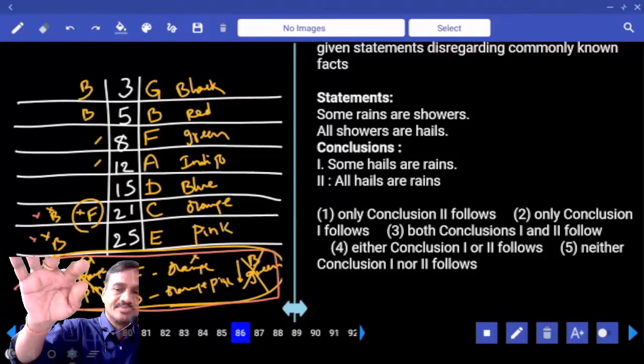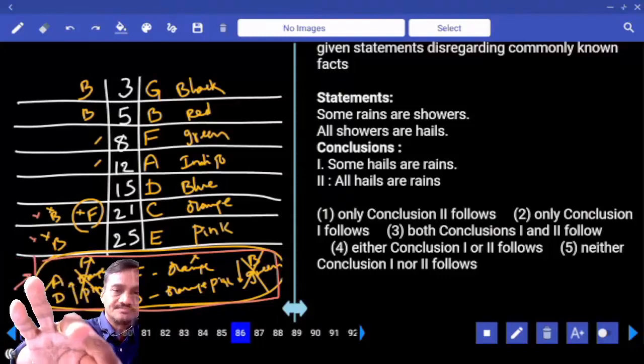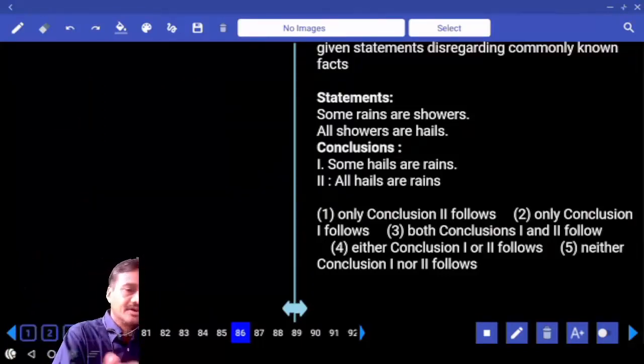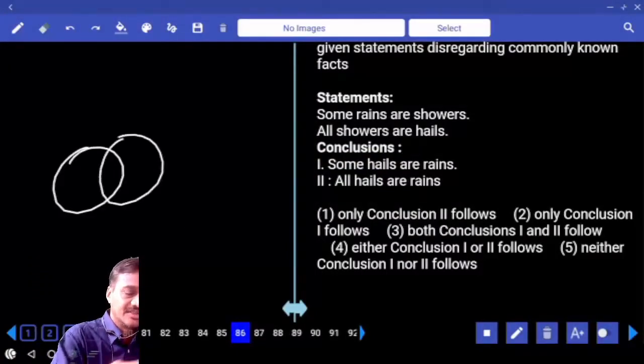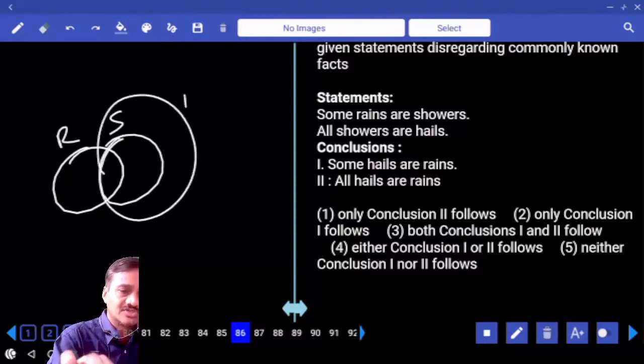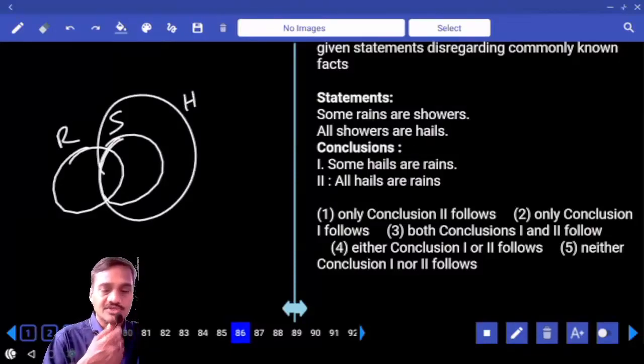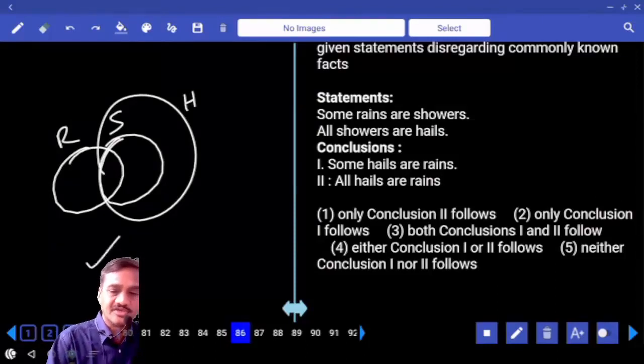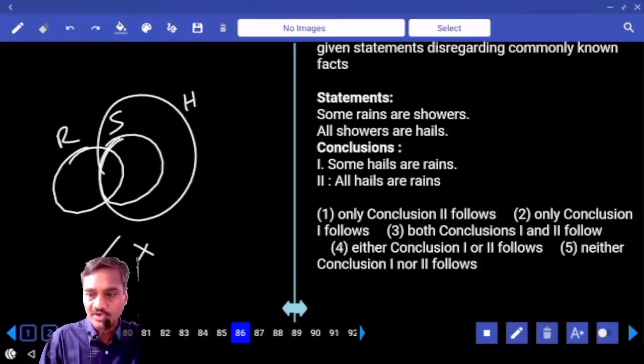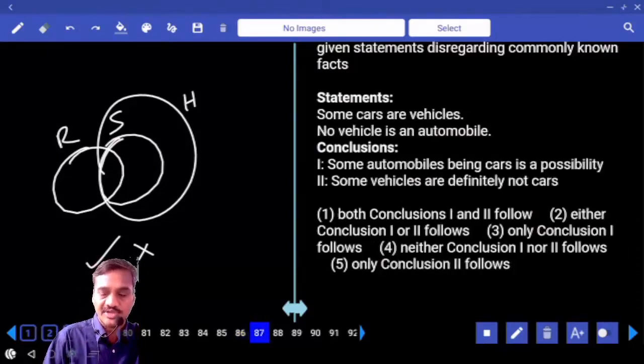Then next one, some rains are showers. Now some of the rains are showers, tell me how to represent this one. And these are the rains that are showers. And all these showers are what? All showers are hail. Some rains are showers, all showers are hail. Some hails are rains, definitely true. All hails are rains is false. Hence what is your answer? Only one follows, and it is choice 2, question number 86.